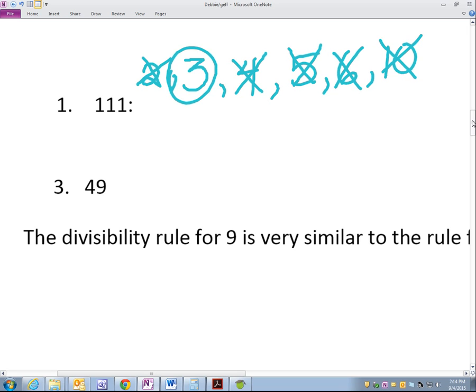So then we got 5. It doesn't end in a 0 or 5, so it's not divisible by 5. Is it 6? No, because it's not divisible by 2 or 3. Is it 10? No, because it doesn't end in 0. So I should just write 7 here, right?